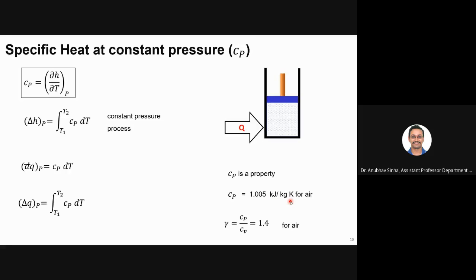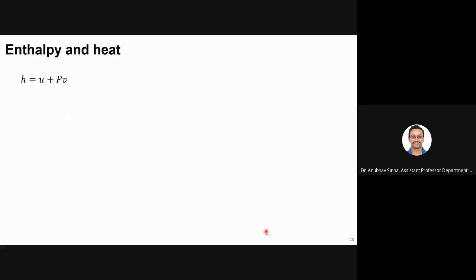Now another important property that I wanted to define is called gamma. This is the ratio of specific heats, which is 1.4 for air. It varies for different gases, but for air we generally take 1.4. Now let us talk about enthalpy and heat, and how these are related.